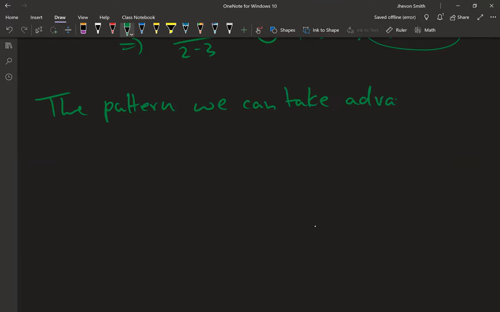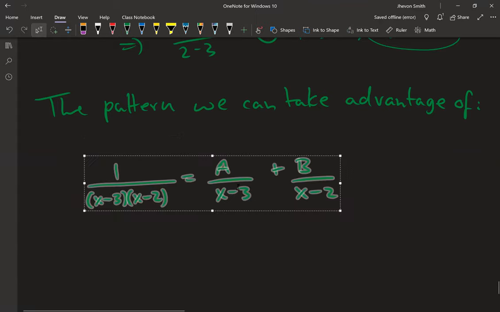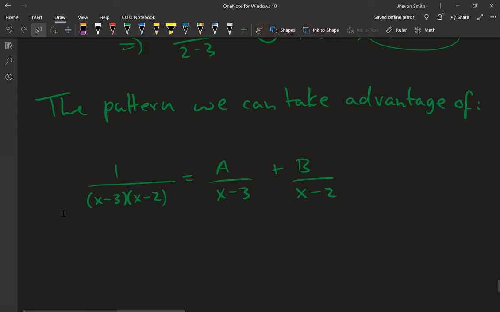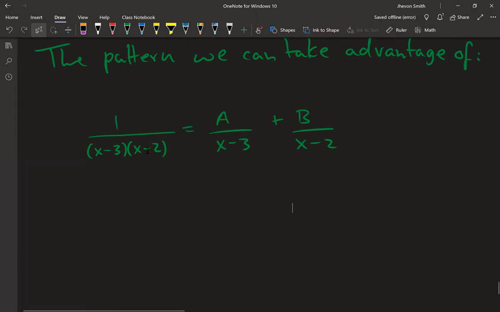And I'm going to show you why it's called the cover-up method. But I just noticed that, and that was just a curious thing. It's not totally crazy. It's not mind-blowing or anything like that. But here is the pattern. We have this, right?